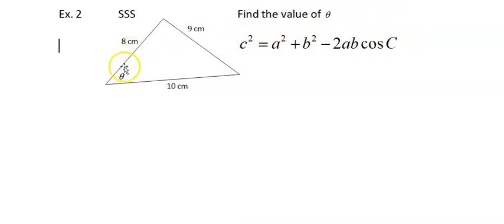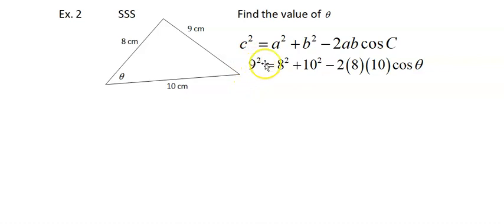If I'm looking for this angle here, that's going to be my angle that I'm plugging in with the cos, which means that this lowercase c, the one that's on its own side of the equal sign, has to be the side length opposite that unknown angle. I'd have to plug in the 9 there. It doesn't matter where I plug in the other two sides. But this 9 has to go opposite that angle. So this would be 9 squared equals 8 squared plus 10 squared minus 2 times 8 times 10 times cos theta.